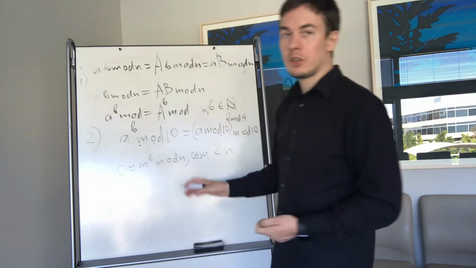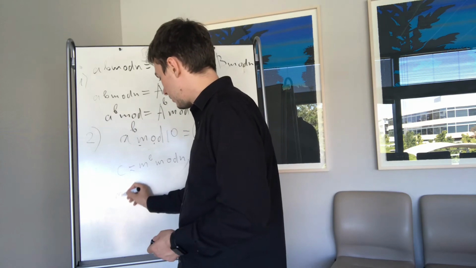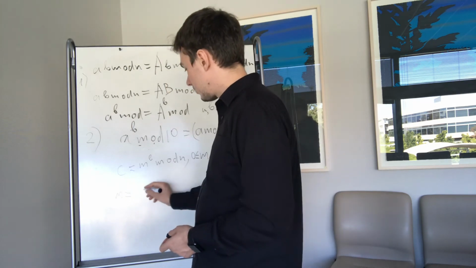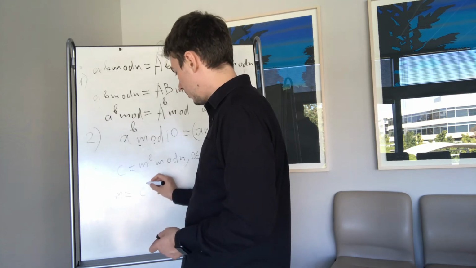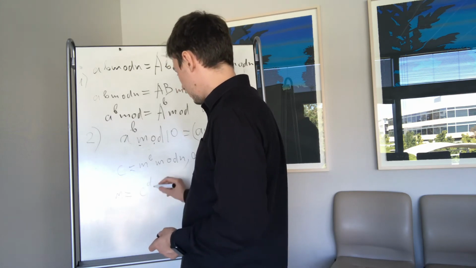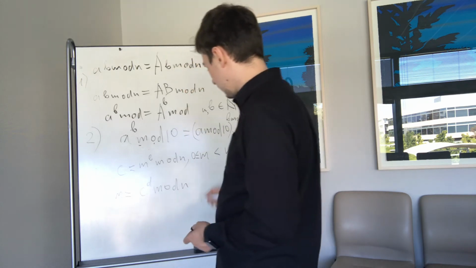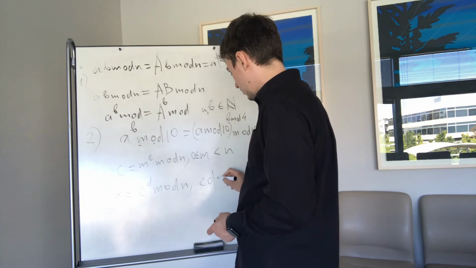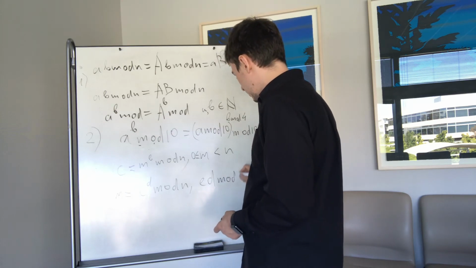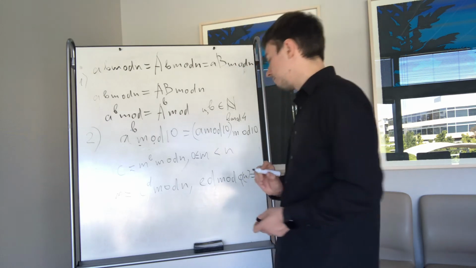Okay, how to decrypt this cipher? We can use this formula: C power D mod N, where E times D mod phi(N) equals 1.